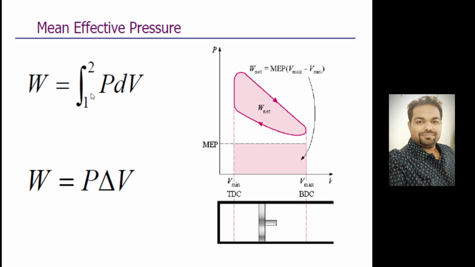So W is equal to the integral from 1 to 2 of P dV. Here P is the mean effective pressure, and dV is the change in volume between minimum and maximum volume. The larger this quantity is, the larger is the work output.